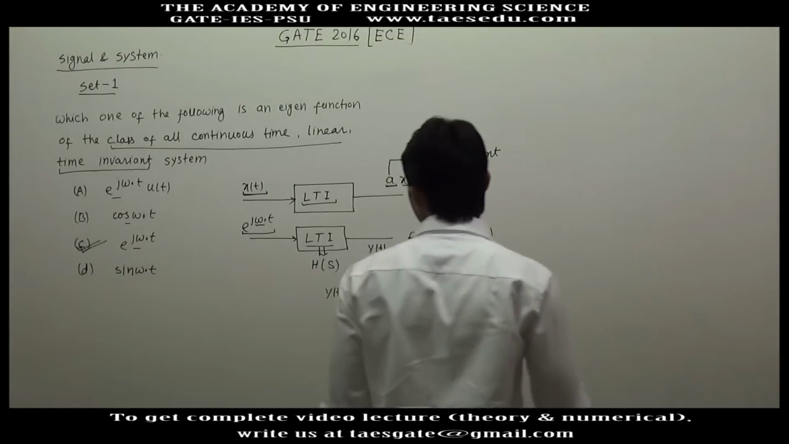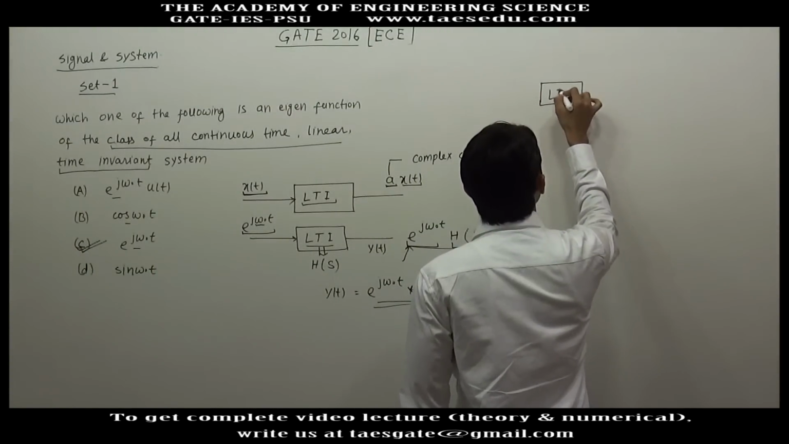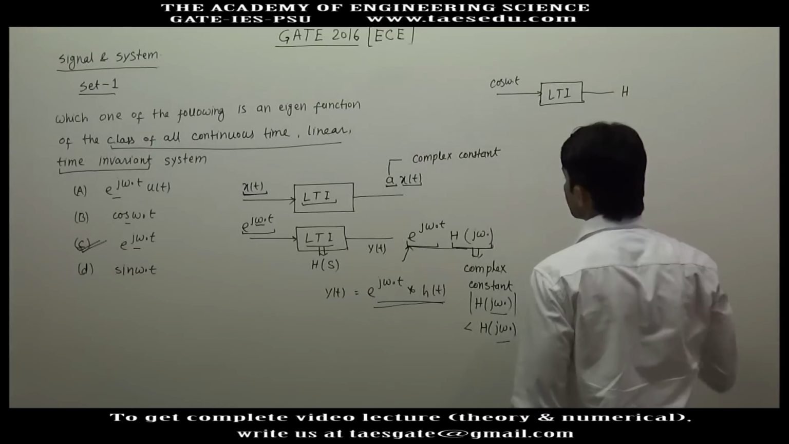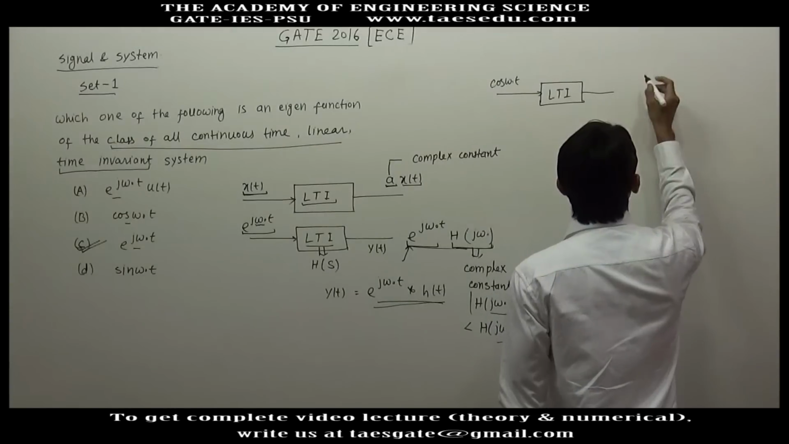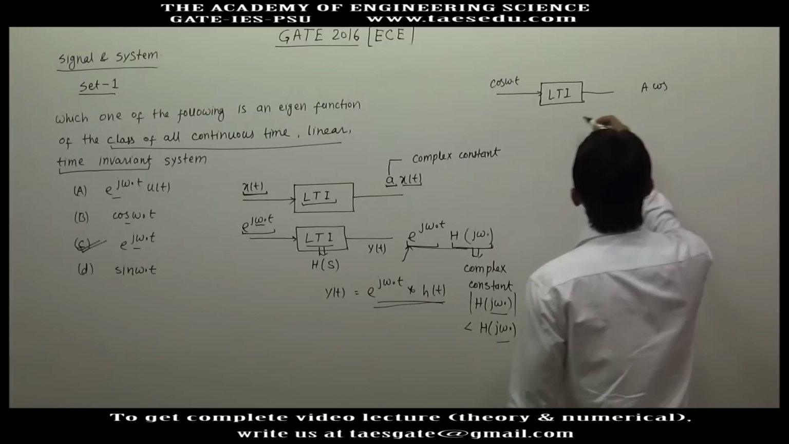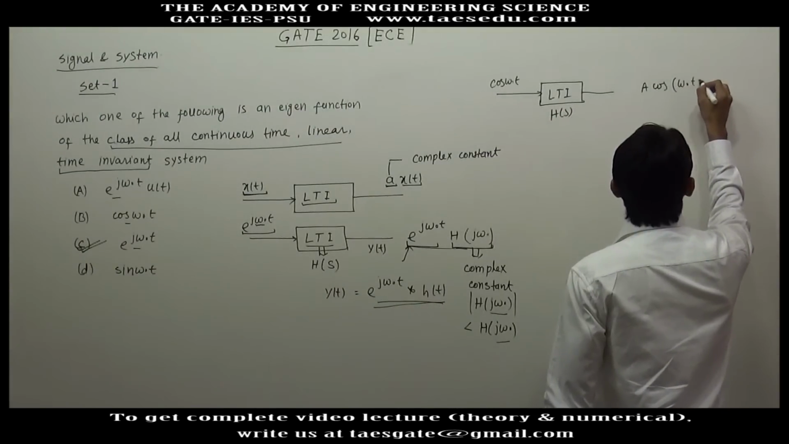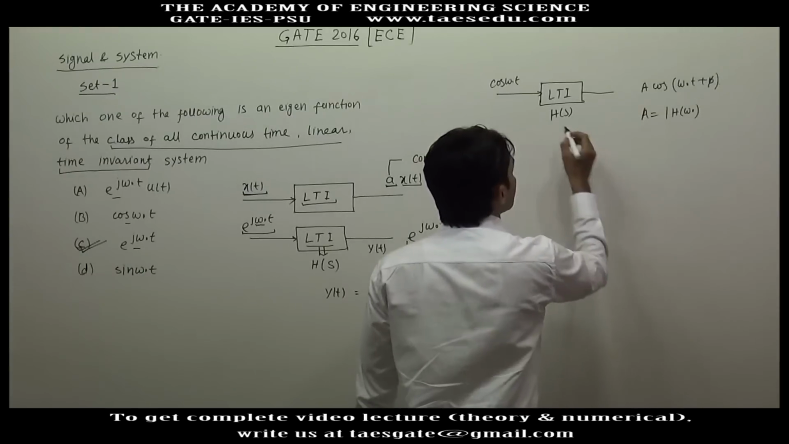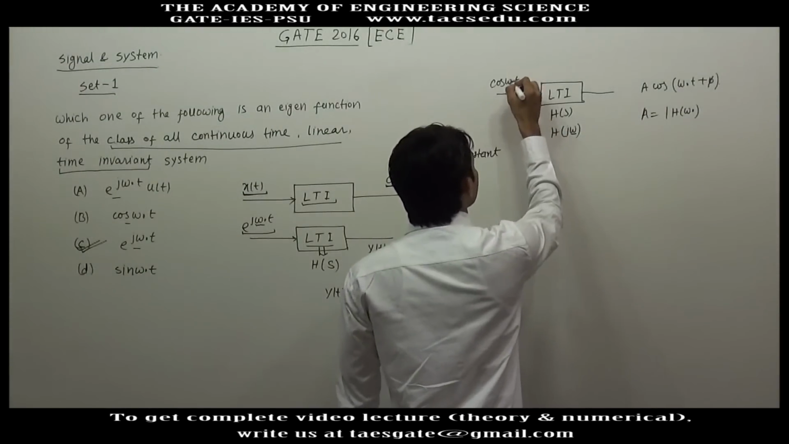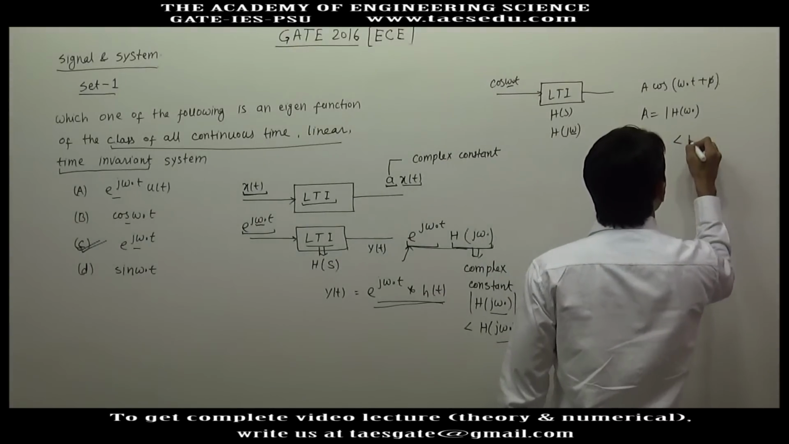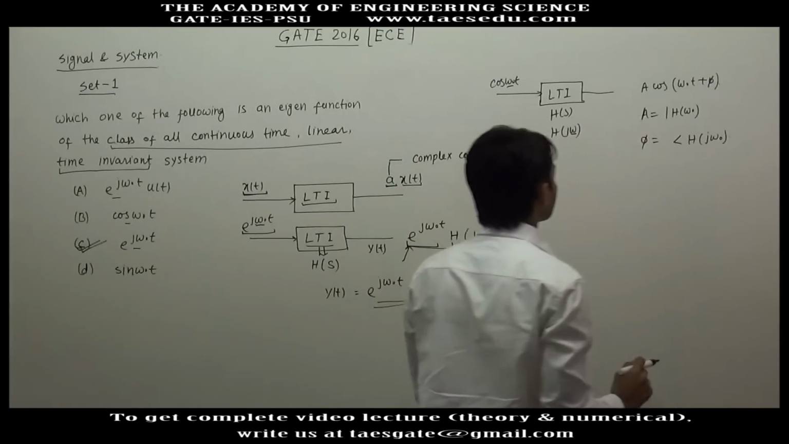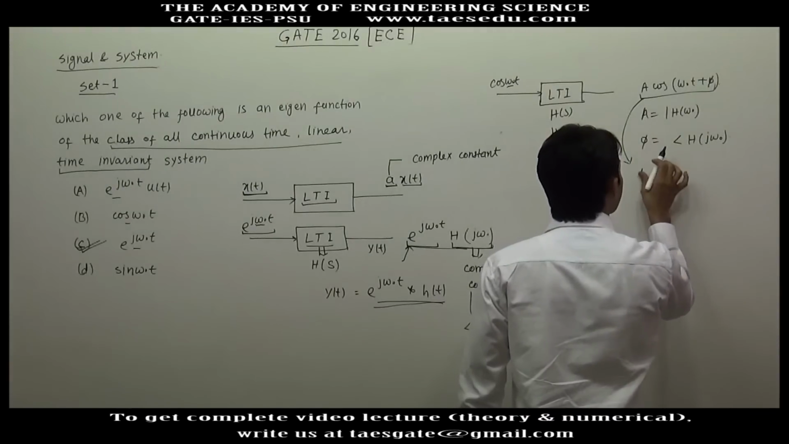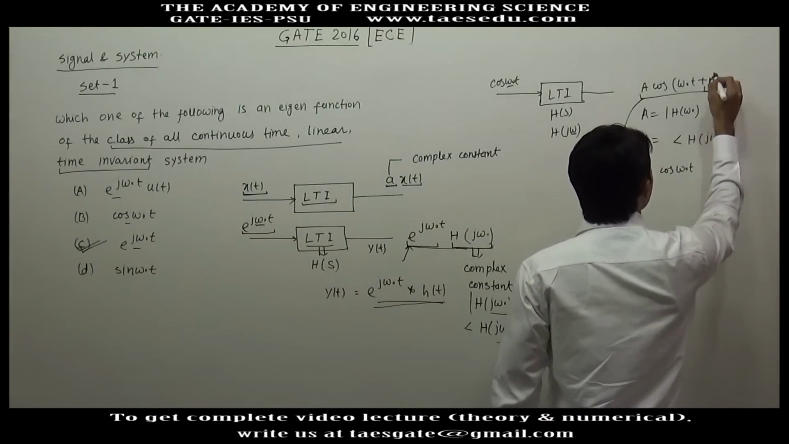We have also studied that for the same LTI system, if you give cos omega naught t, the output will be a cos(omega naught t plus phi), where a is the modulus of H(j omega) at omega equal to omega naught, and phi is the angle of H(j omega) at omega naught. So this output, in general, cannot be represented as some constant times cos omega naught t. It has some phase difference.